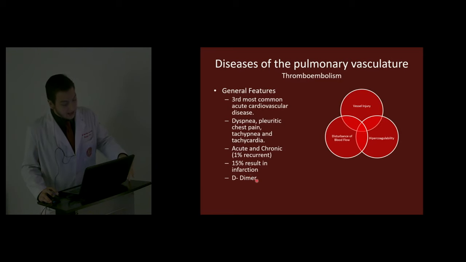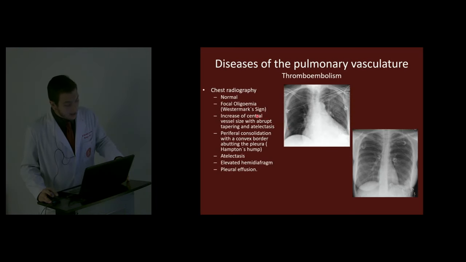If you have a negative D-dimer, there's little possibility that you might have an acute thromboembolism. But if you have a positive D-dimer, there are a lot of possibilities, a lot of etiologies that they can give us. As I told you, 85% are gonna have a normal chest radiography.